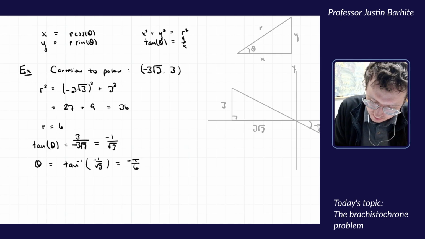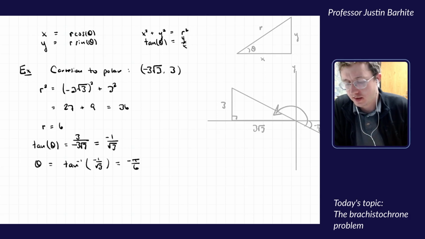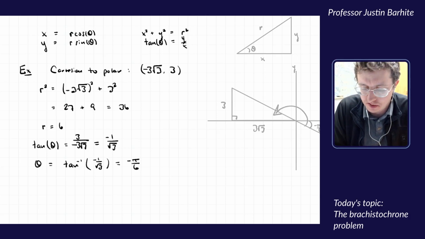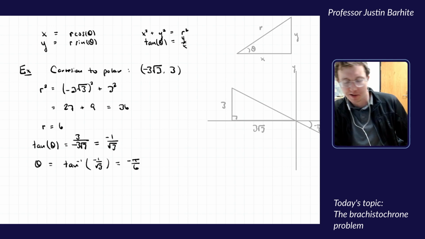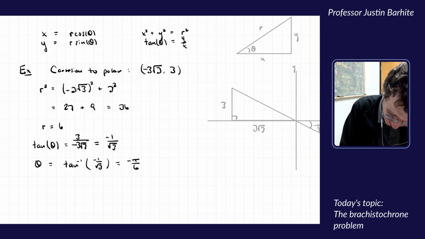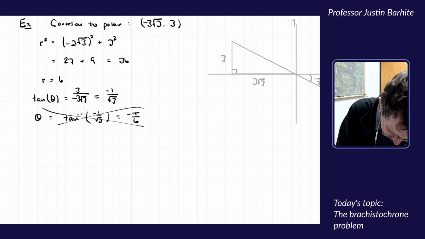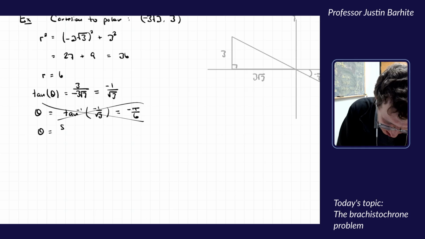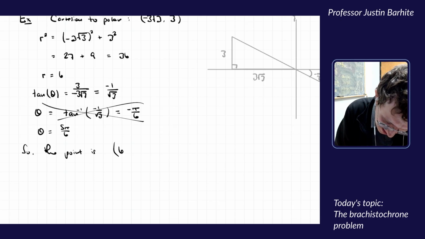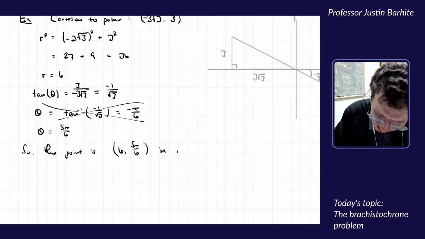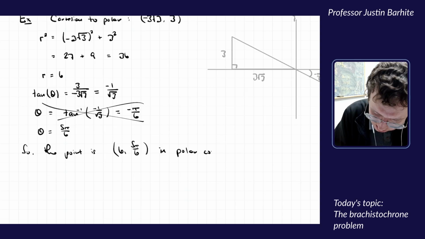At least the nice thing is that with inverse tangent, if you don't have the right answer, if you're pointing in the wrong direction, you just add pi to get the correct answer. So theta is actually 5 pi over 6. So the point is 6 comma 5 pi over 6 in polar coordinates.